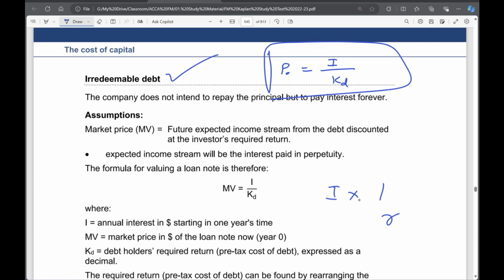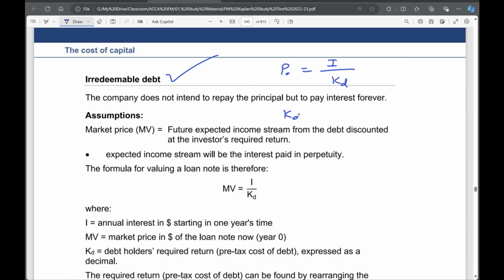Now if I want to find the cost of debt, I have to revise the formula. Simple. When I revise it, what answer will I get if I want to find KD? The formula is KD equals I over P naught. That is the formula we are going to use for the irredeemable bond.